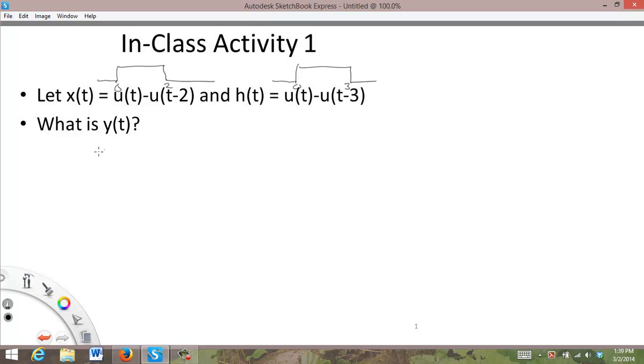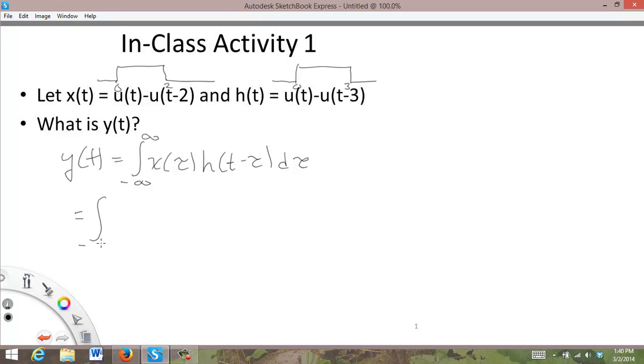Alright, now what is y of t? y of t is the convolution integral from minus infinity to infinity x of tau h of t minus tau d tau. Now in this case we could possibly switch the order, but since x and h are so similar, it's not going to make much difference. So let's go ahead and substitute in our two signals.